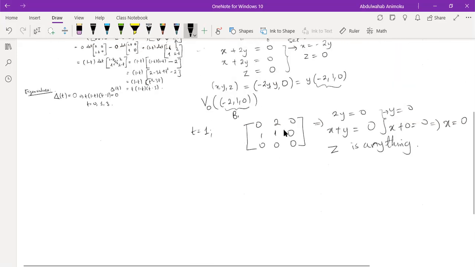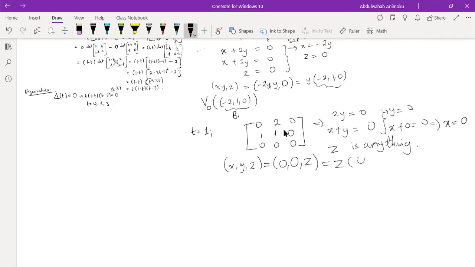Now, with this, the solution set is going to give us 0, 0, Z. And we can take the Z out, that is 0, 0, 1. So the eigenspace would be spanned by this vector 0, 0, 1. So this would be the eigenvector corresponding to this eigenvalue 1.